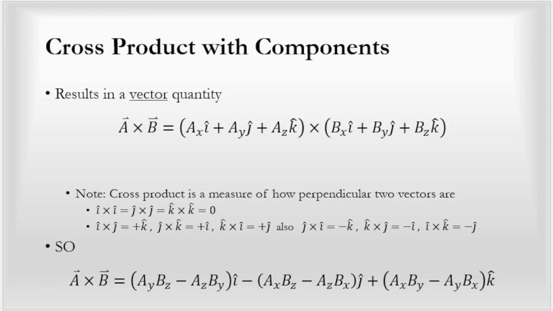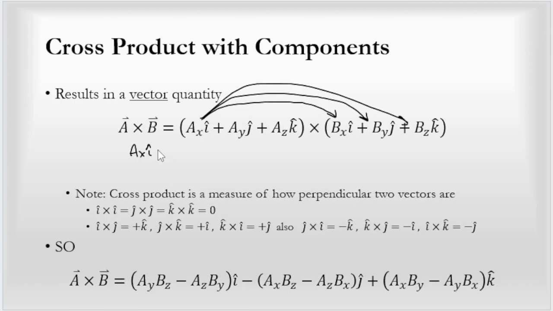When I multiply these two vectors together, I'm doing it with a cross product sign, and I'm going to do the same thing I did before, which is FOIL this. I'm going to multiply all terms by each other, and I should get 9 of them. So let me do the first couple. Ax i hat crossed into Bx i hat, that's the first term. And then I would add on Ax i hat crossed into By j hat, and so forth. Okay, and I get 9 terms altogether.